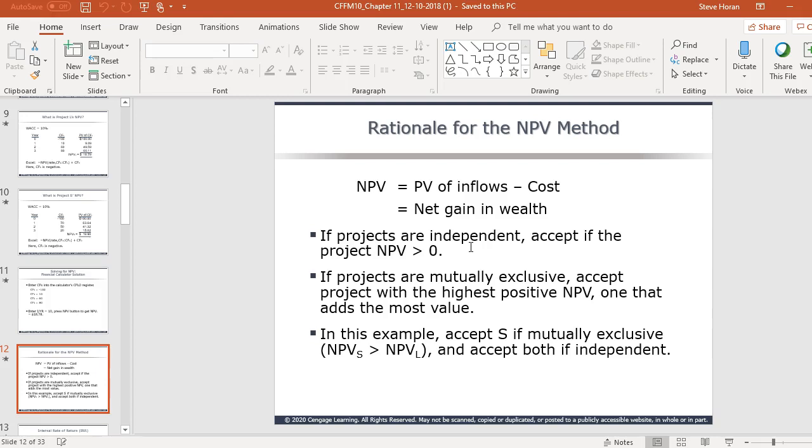I do the computations, I do the math, I do the analysis, and I choose the one that most likely gives me the highest NPV, right? So it's mutually exclusive. I'm looking for the one with the highest value. If it's independent and I can afford to do both, then I would do both. Okay.